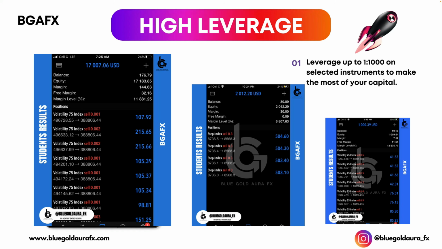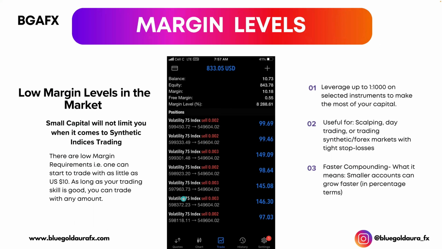But synthetic indices offer you this leverage as opposed to the traditional markets that we know, like Forex and crypto. Obviously, some other brokers do have high leverage, but they have high leverage and very huge spreads. But I'll talk about that in the chapters that are coming, right?